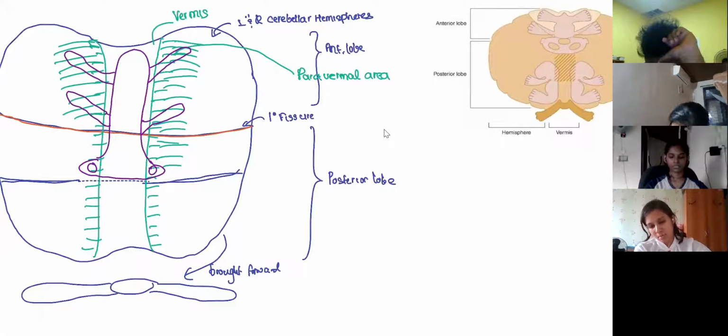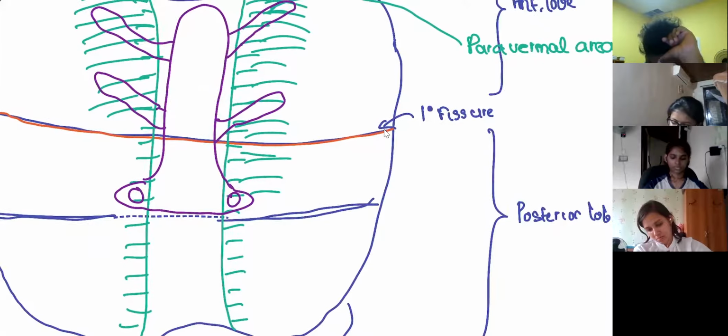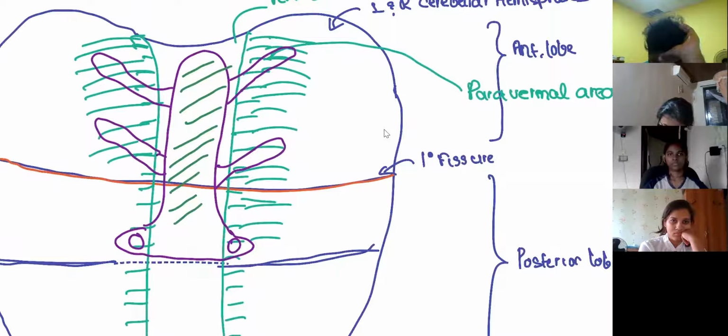Why is this important? Okay, let me just show you guys something. This region is basically everything from your neck to your hip. If there is damage to this, you will get symptoms of those areas. Okay, I hope you guys understand that.